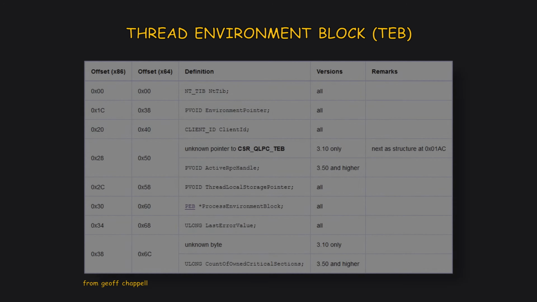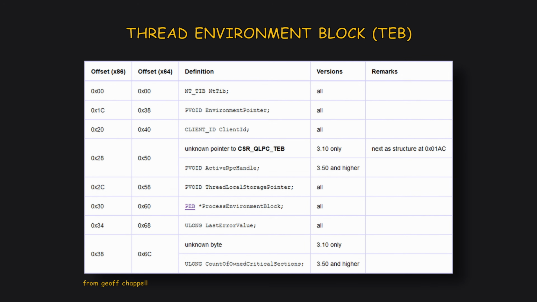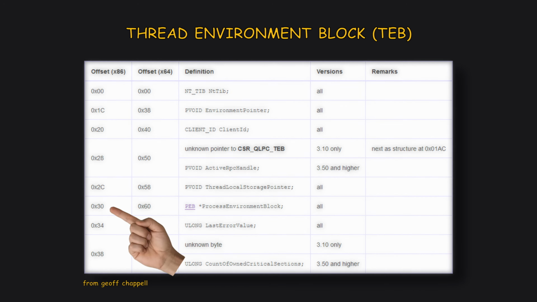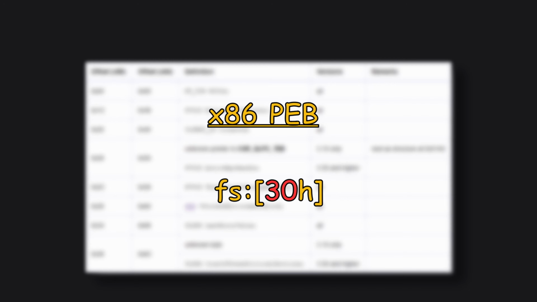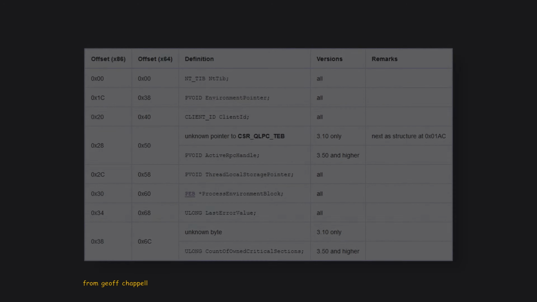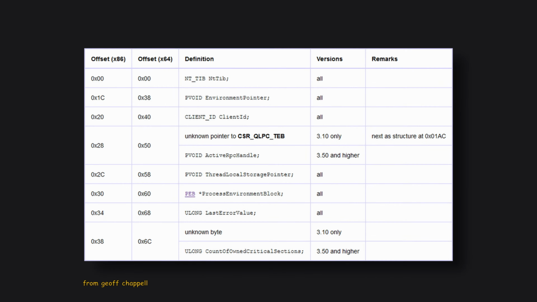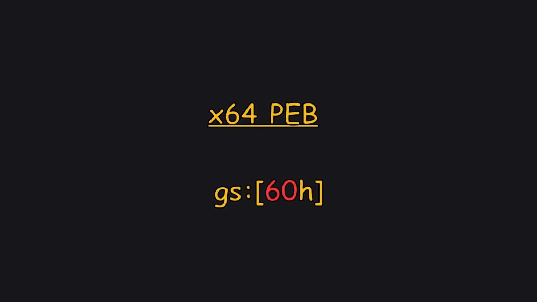We see that on 32-bit systems, the PEB can be found from the TEB at an offset of 30. In other words, we can find the PEB pointer on 32-bit systems in the FS segment register at an offset of 30. What do you think it is for the 64-bit? Let's give you a second here. Let's just guess. That's right. On 64-bit, it will be located in the GS segment register at an offset of 60.